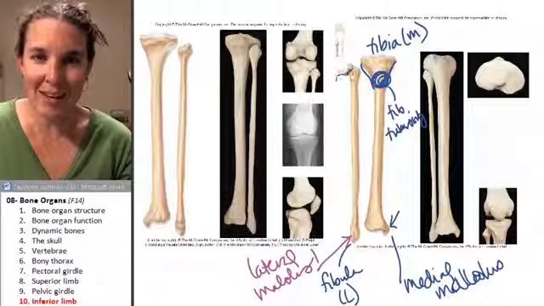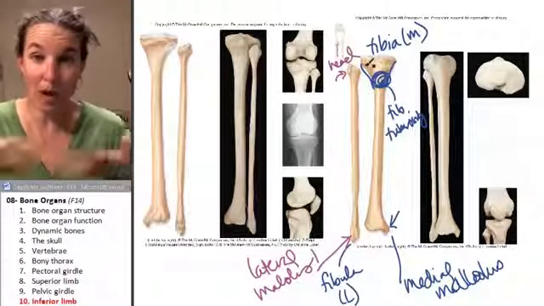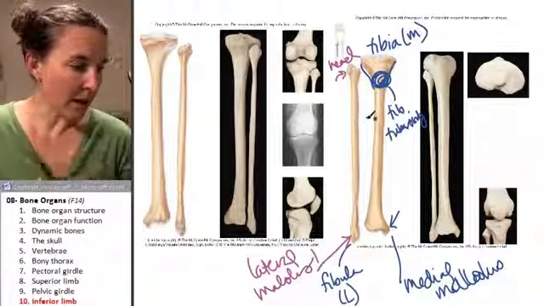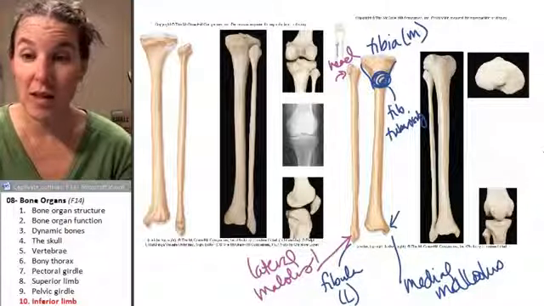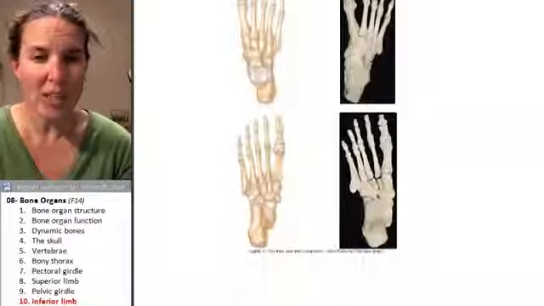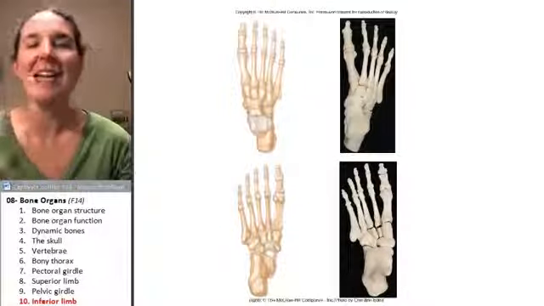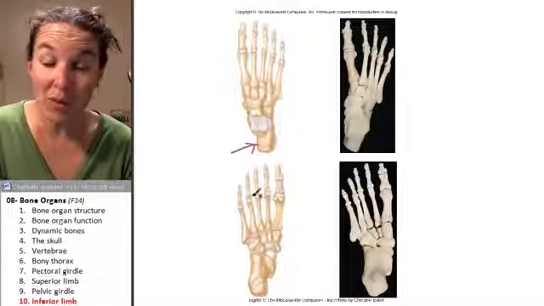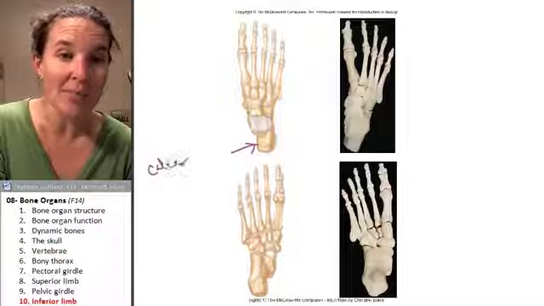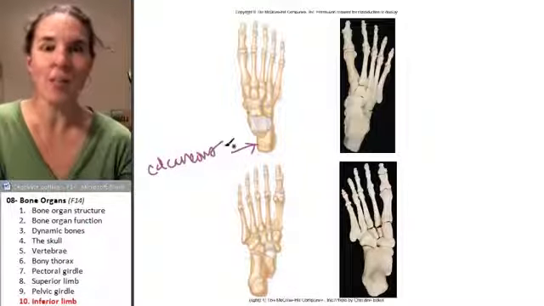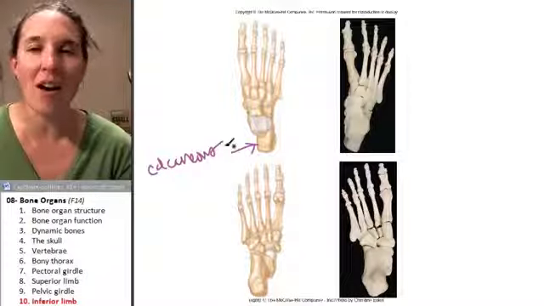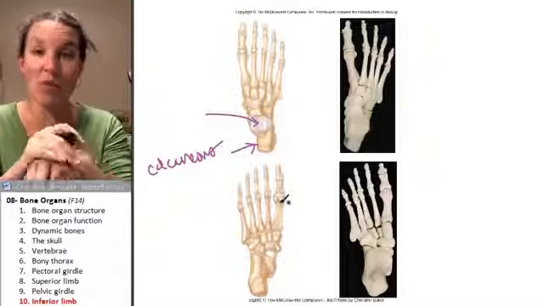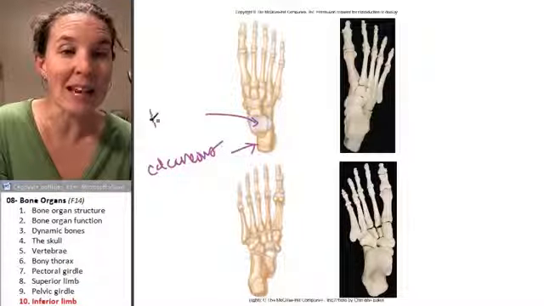The head of the fibula is proximal, and it actually forms a joint with the tibia. Shall we look at the foot and the ankle? We're looking down on the foot. We have exactly the same architecture. This time, we're going to identify the heel bone. The heel bone is the calcaneus. If you duck walk, you are walking on your calcaneus. We're also going to identify the bone that forms a joint with the tibia, and that's the talus.